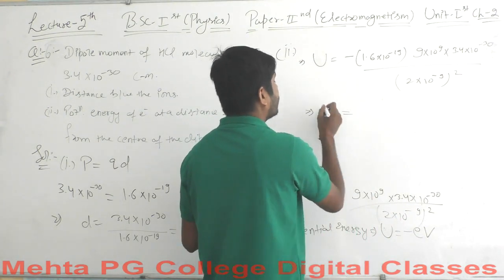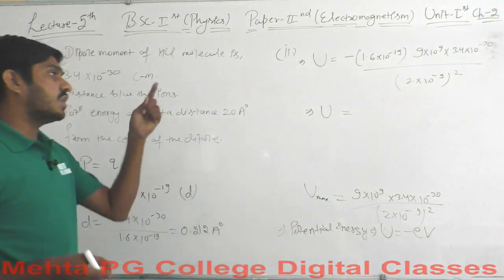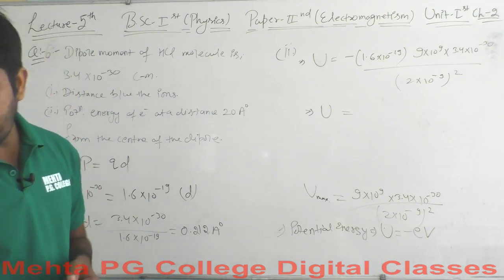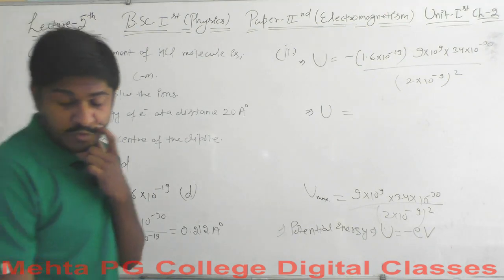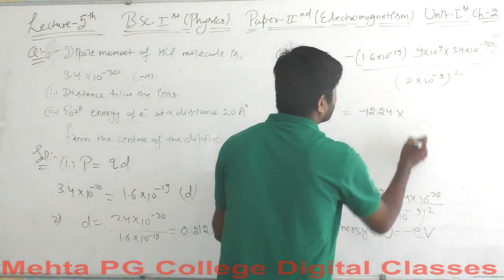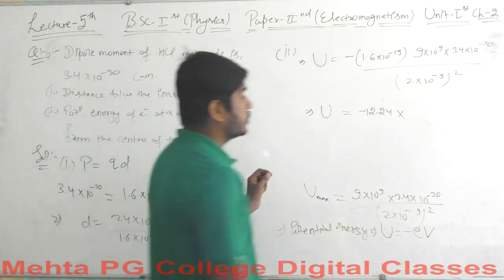So now the value of U, the maximum potential energy, after solving this whole thing, will be equals to minus 7.65 into, this is equals to minus 12.24 into 10 to the power minus 22 joules.